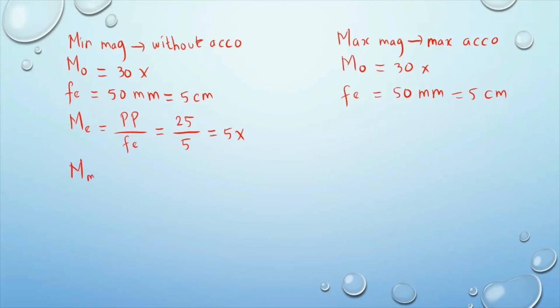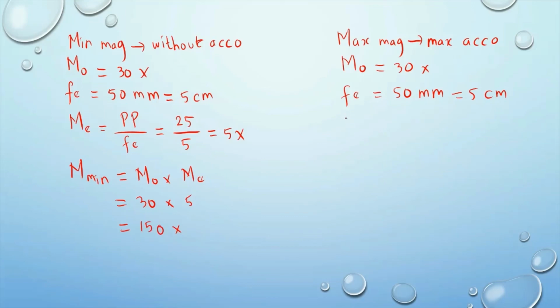So the minimum magnification is the product of M_O and M_E. This equals M_O times M_E, where M_O is 30 and M_E is 5. We will have 150 times. Now for the maximum magnification.